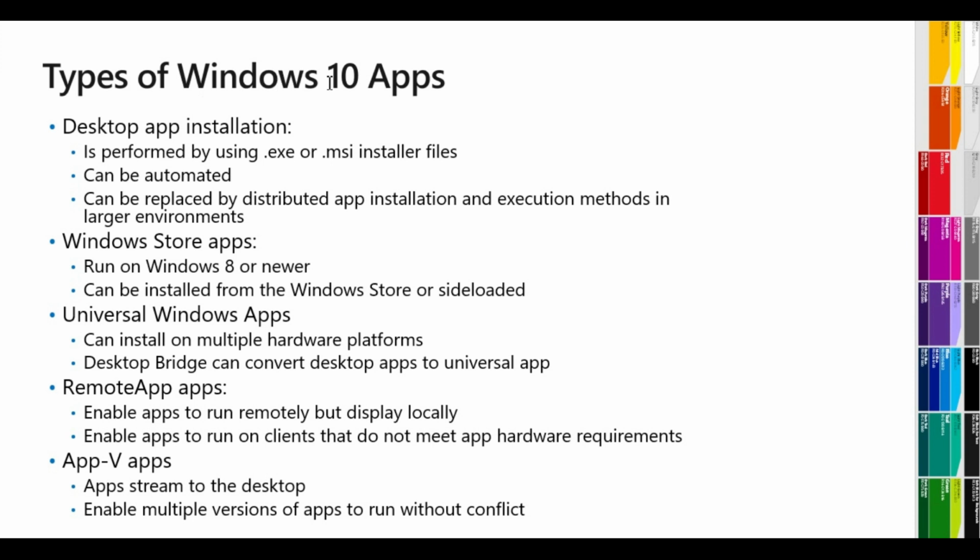Now, types of Windows 10 apps. We have desktop app installations, then Windows Store apps, universal Windows apps, remote apps, and application virtualization apps. So these days, we have many different application types.